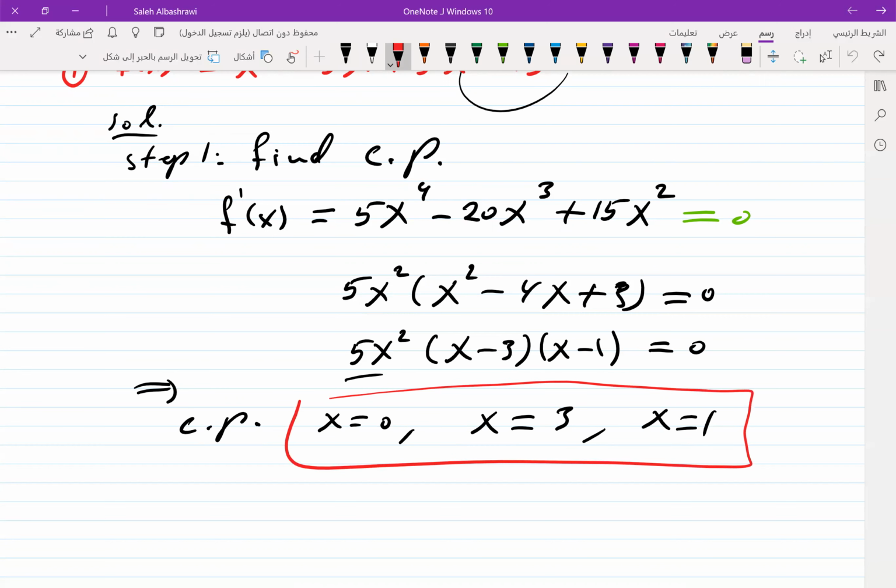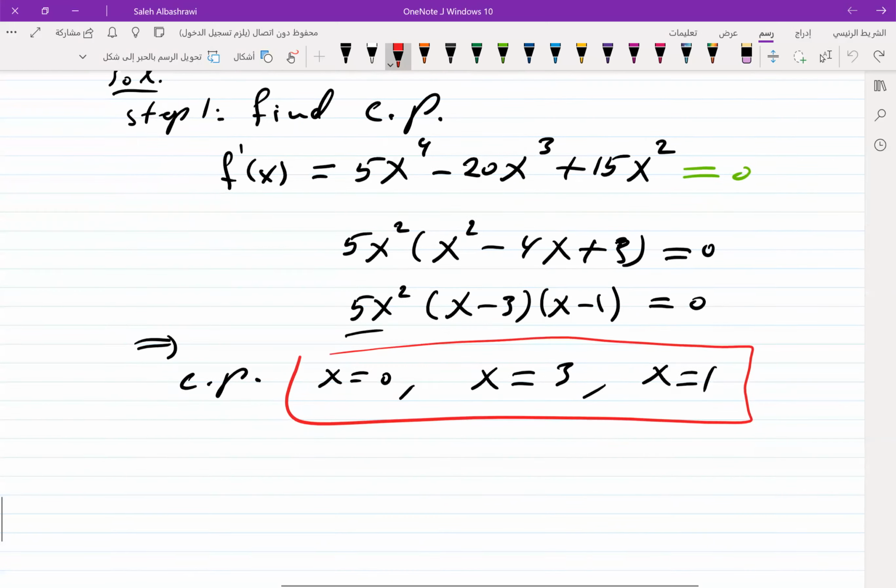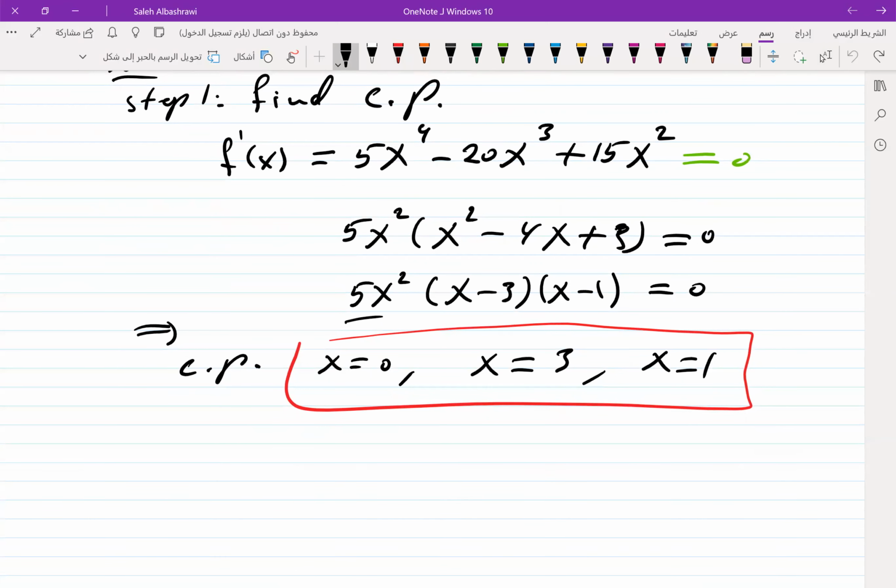Now I need to check: does the function f have a relative maximum at x equal to 0 or not, or a relative minimum at x equal to 3 or x equal to 1? To check this, I have to apply the first derivative test. We need to check the sign of the derivative, step number 2.